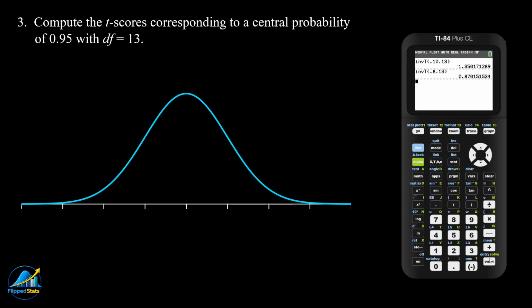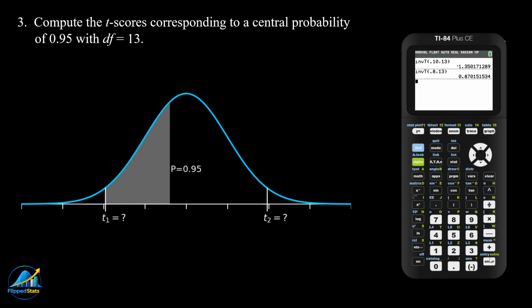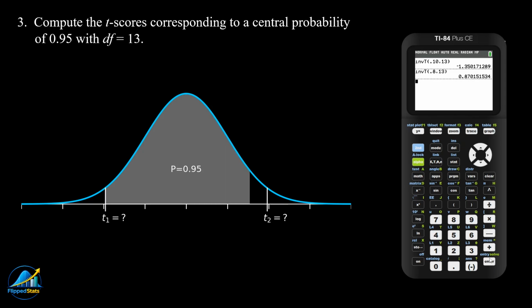Now in our third and final example, we're asked to find the t-scores bounding the middle 95% of the distribution. In other words, there's a probability of 0.95 there. And again, we're using 13 degrees of freedom. So again, we have to find the probability to the left of each of these cut lines, T1 and T2. And with the central 95% shaded, that means 5% of the distribution is split between the tails. So we take that 5% and divide it by 2, and we find 0.025 is the probability in each tail. Well, that means the area to the left of T1 is just 0.025.